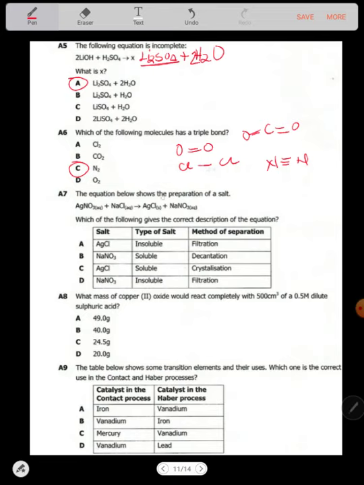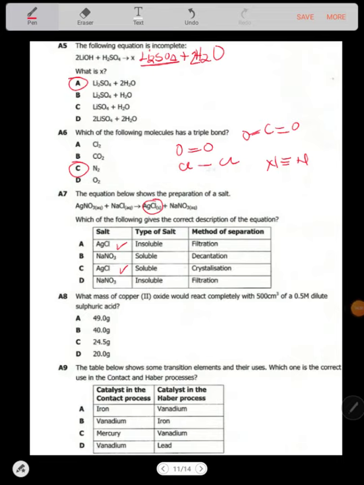The equation below shows the preparation of a salt. Silver nitrate plus sodium chloride giving silver chloride and sodium nitrate. Which of the following gives the correct description of the equation above? The salt which is being formed is this. Correct? The type of the salt. So against that, the salt which is formed is this one. So this one and this one, so these two are out. And that's how you answer multiple choice.